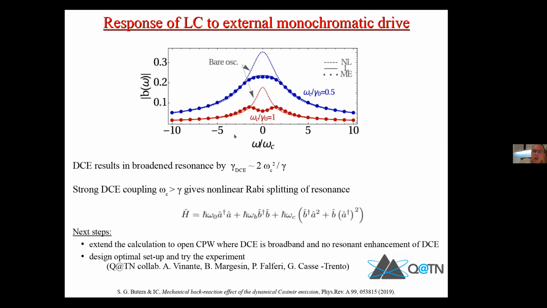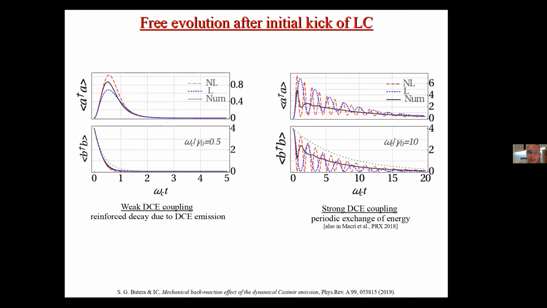Here, for a very strong coupling of the LC to the waveguide, one can see even a splitting into 2 peaks instead of 1, which is a sort of strong dynamical Casimir-induced coupling. So this seems to be a realistic setup, and our colleagues here in Trento were very interested in the idea and are trying to design the optimal setup and try the experiment. So hopefully something interesting will come out in the coming years.